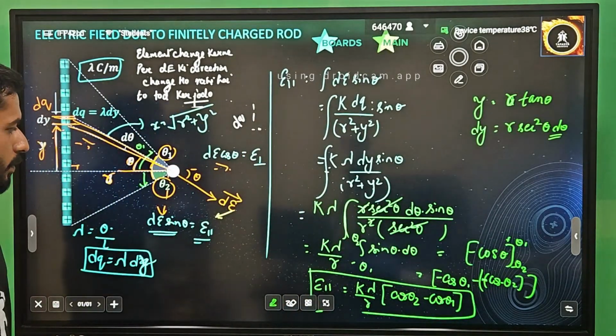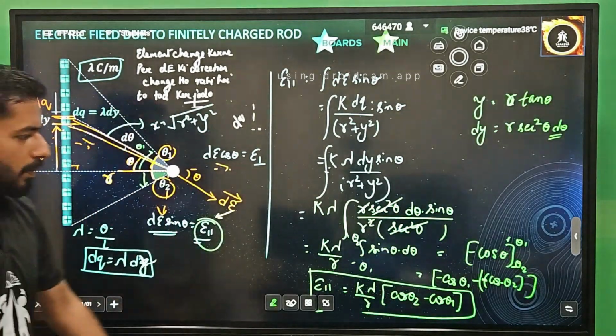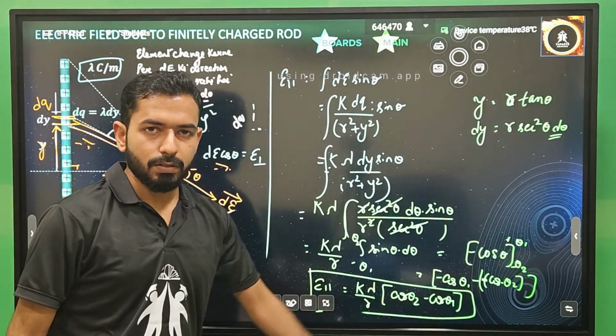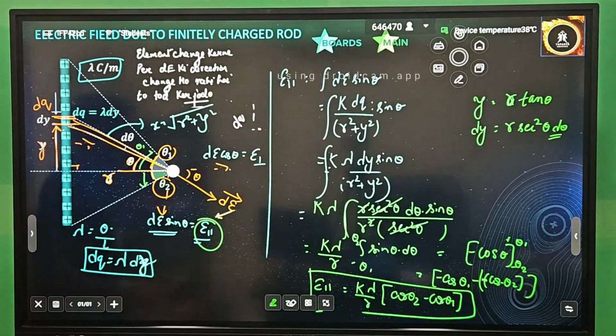First part of the result that you have to remember. This electric field that is coming parallel to the wire component will be k lambda by r times cos of theta 2 minus cos of theta 1. Correct? You can take a screenshot for it also.